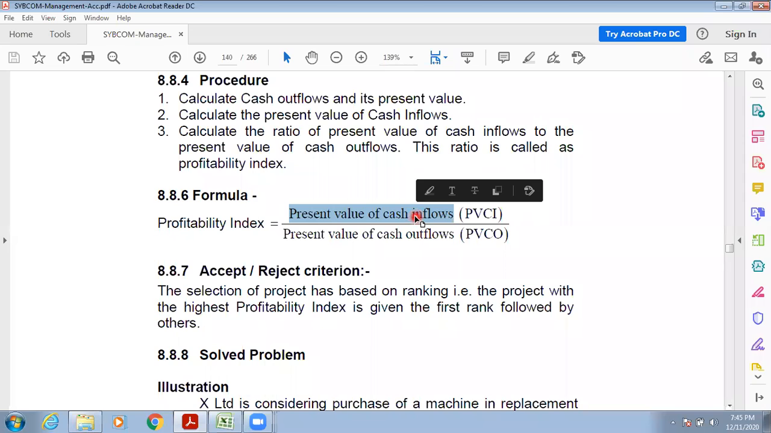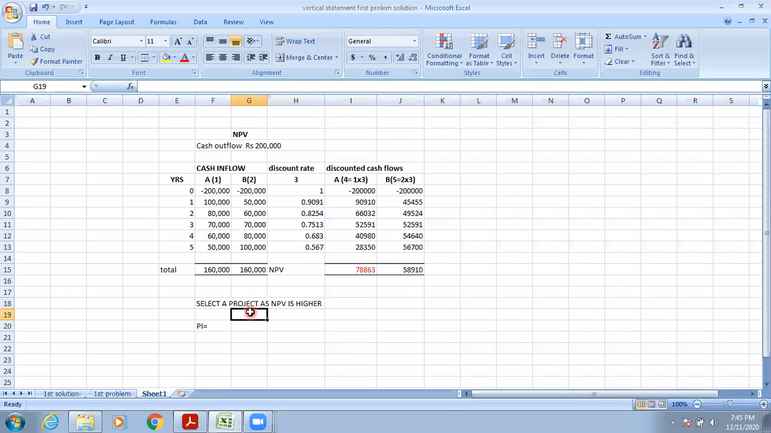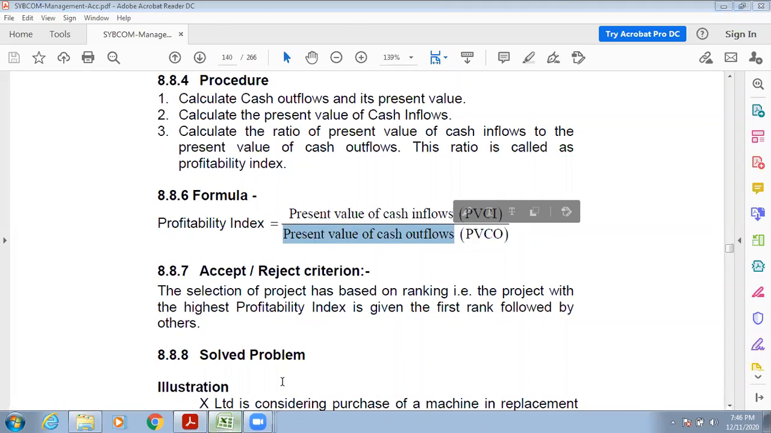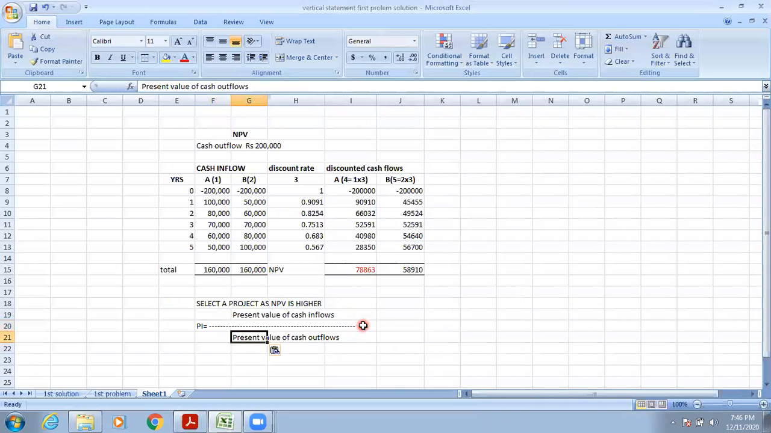PI is equal to present value of cash inflow divided by present value of cash outflow, right? In this case, it is the present value of cash inflow, this total. For A and B, we have to calculate again differently. So we can't conclude in one formula. We have to calculate it.